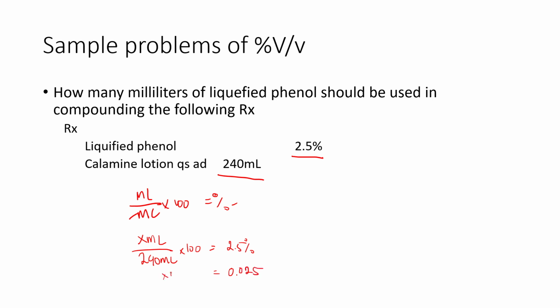decimal, then x ml over 240. x ml equals 0.025 times 240, and the answer is, you have an answer of 6. Okay, so you need 6 ml of liquefied phenol.